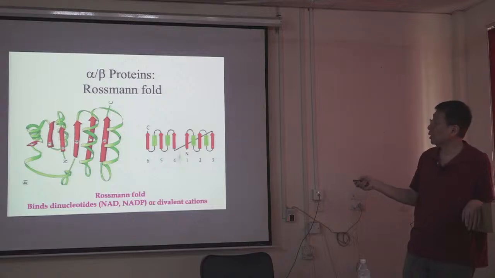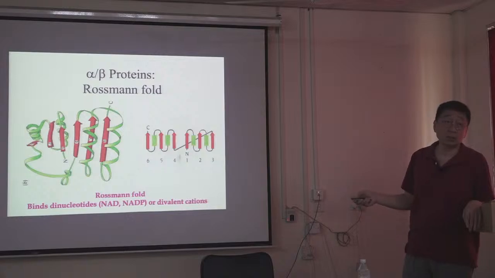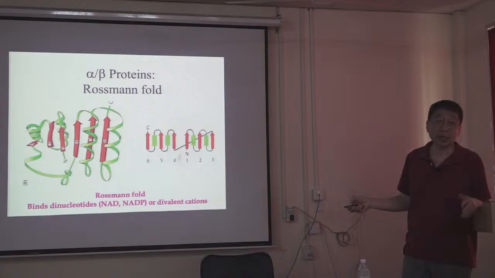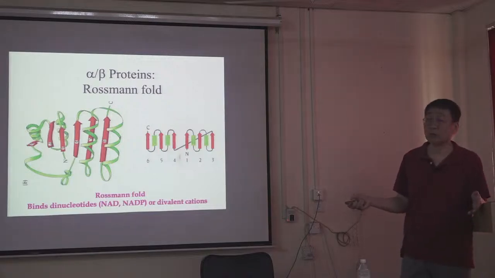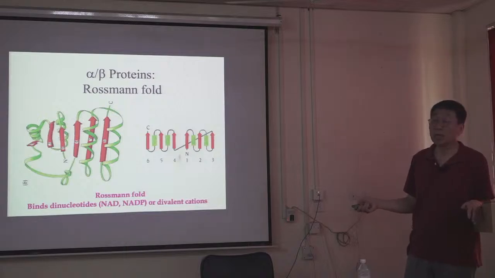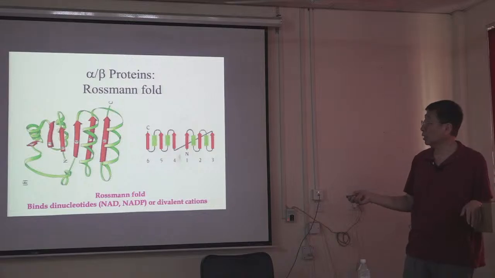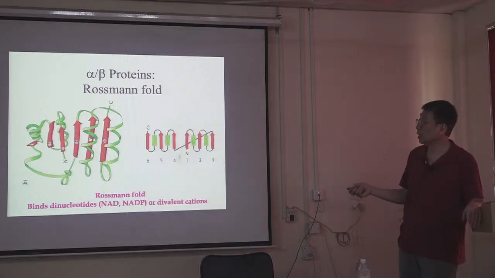Okay, so if you look at the topology drawing: strand up, helix down, strand up, helix down, strand up, crossover, strand up, helix down. This fold is very important for binding dinucleotides, NAD, NADP. Metabolic enzymes often use NAD and NADP as cofactors, and many of those enzymes contain this fold. This fold can also bind divalent cations like magnesium, and that's also very important for other cellular functions.